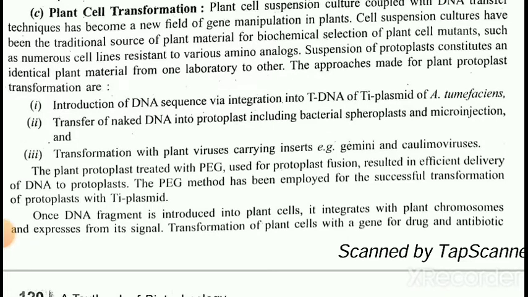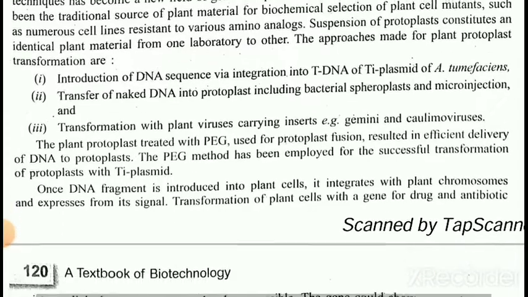The approaches made for plant protoplast transformation are: 1. Introduction of DNA sequence via integration into T plasmid of Agrobacterium. 2. Transfer of naked DNA into protoplast, including bacterial spheroplasts and microinjection. And 3. Transformation with plant viruses carrying inserts, e.g. Gemini and caulimoviruses. The plant protoplast treated with PEG, used for protoplast fusion, resulted in efficient delivery of DNA to protoplasts. The PEG method has been employed for the successful transformation of protoplasts with T plasmid.